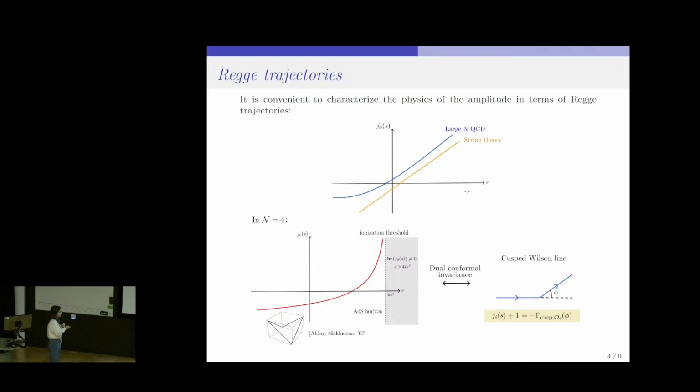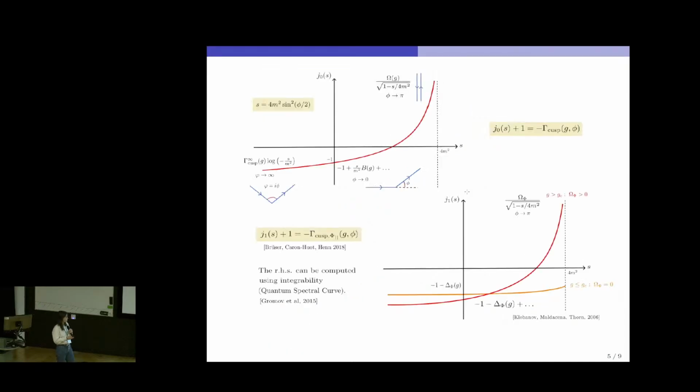This is the position of the ionization threshold, because for s bigger than 4m², we have a 2-particle cut, so we have the continuum. The reason why these Regge trajectories diverge is because we have an AdS horizon. Then when s is large and negative, the leading Regge trajectory goes like a log, as was studied in this paper. But the most important property of Regge trajectories in this theory is that thanks to dual conformal invariance, the computation of Regge trajectories can be mapped into the computation of a cusp anomalous dimension of a Maldacena-Wilson line in N=4 super Yang-Mills with eventual operator insertion in the cusp. This relationship is very precise, and it goes as follows.